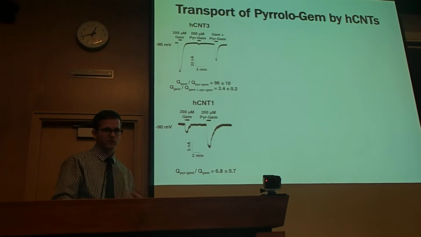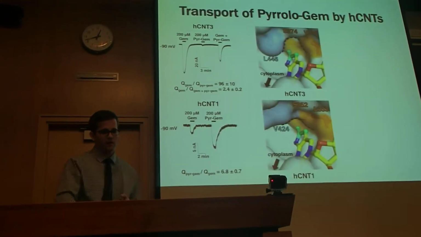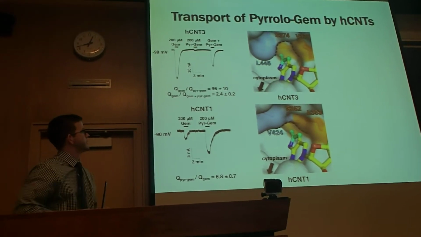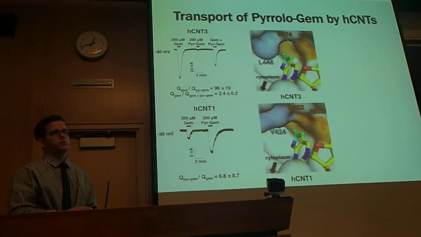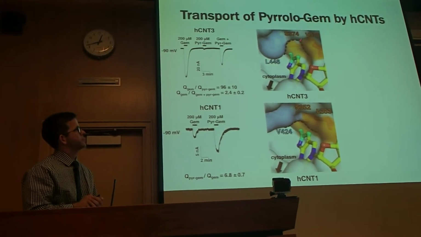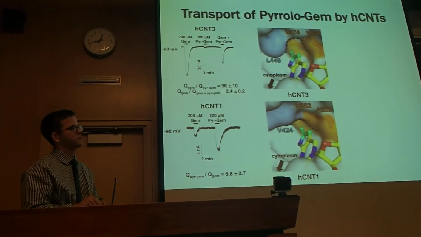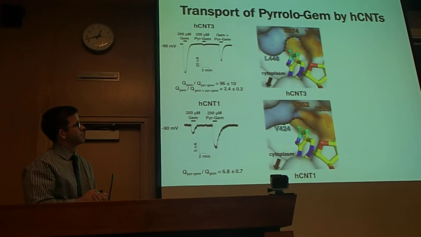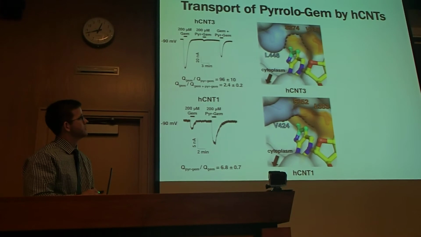So to see structurally what could be leading to this phenomenon, we modeled the nucleoside pocket structures of HCNT3 and HCNT1 onto the VCCNT structure. And looking at the HCNT3 nucleoside pocket, it's nearly identical to the VCCNT nucleoside pocket. So the methylpyrrole ring fits nicely and snugly into that pocket.